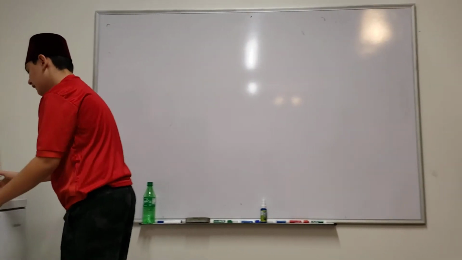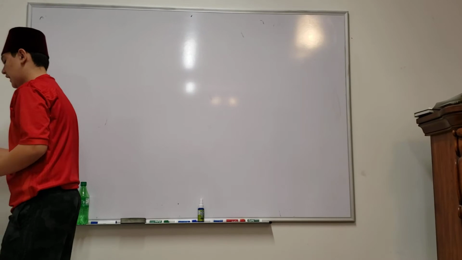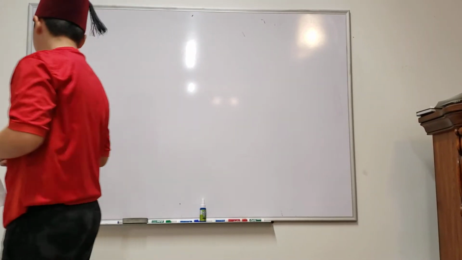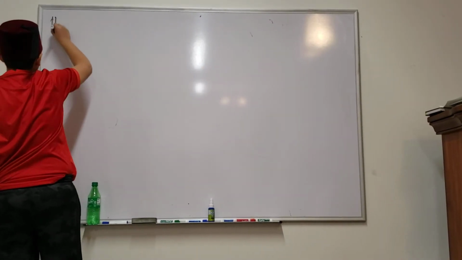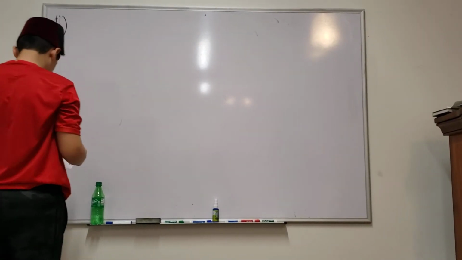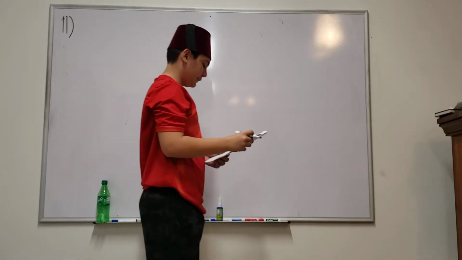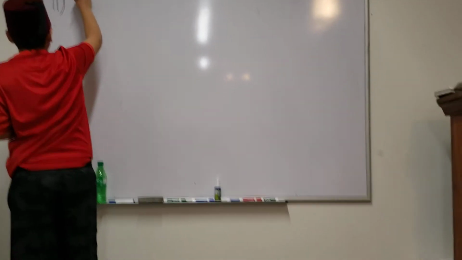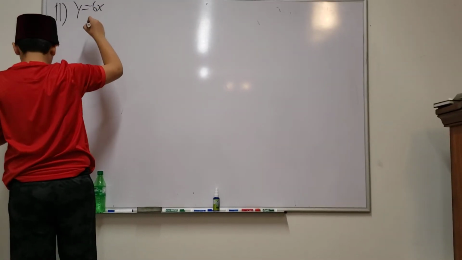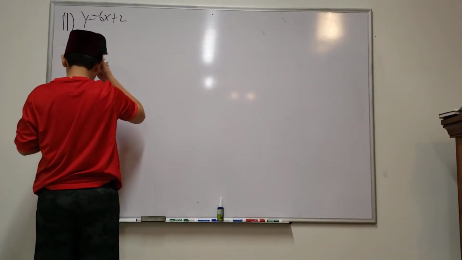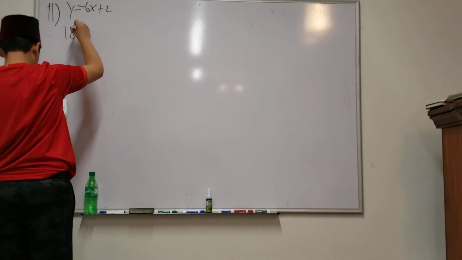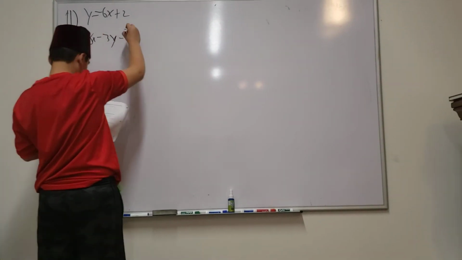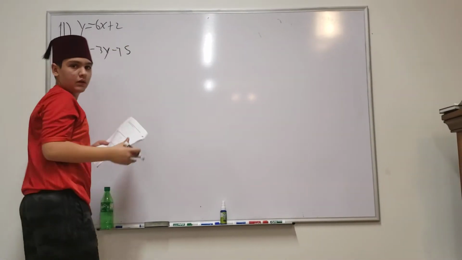Okay, so the next problem set is: determine whether the graphs of the 2 equations are parallel, perpendicular, or neither. So number 11 gives us 2 equations. One's in slope-intercept form, the other's in standard form. So one equation is y equals 6x plus 2. And the other one is 18x minus 3y equals 15.